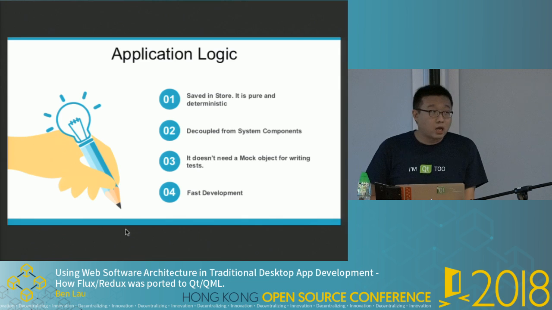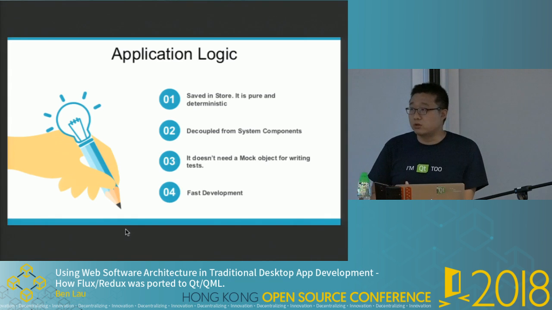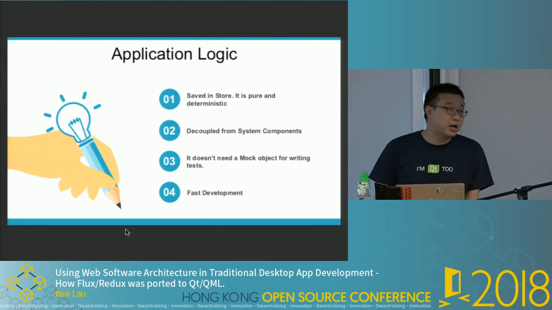architecture, the application logic is decoupled from the system components. I don't need to make anything related to the video playout and anything else, so the development could be faster. And I don't need a mock object for writing tests. Mock objects are usually quite hard to make in many situations because you need to simulate a working software where the behavior is exactly the same. People spend a lot of time writing mock objects, but in this framework, I don't really need a mock object because everything is decoupled. And therefore, I have a very fast development time.